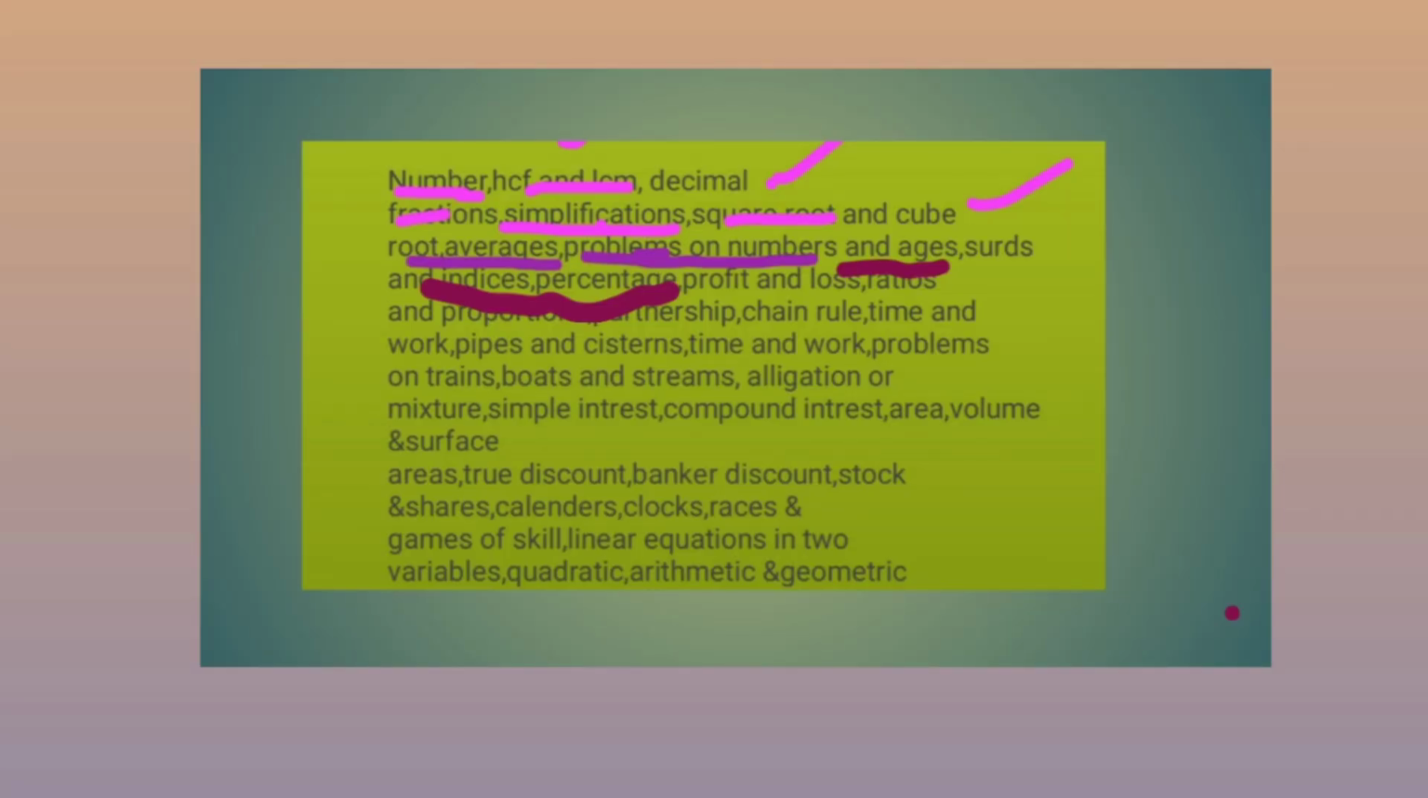Up to now, we have discussed these topics. In our next section, we have to discuss ratios and proportions.